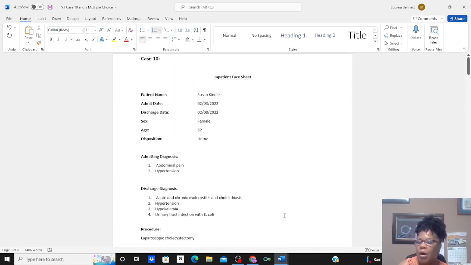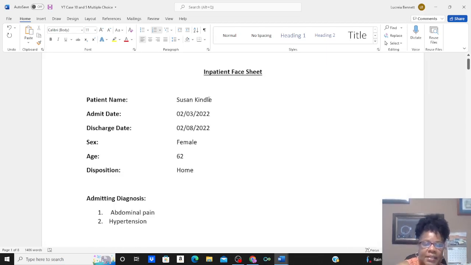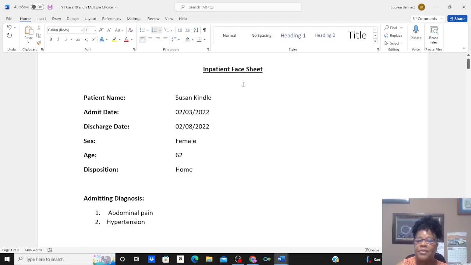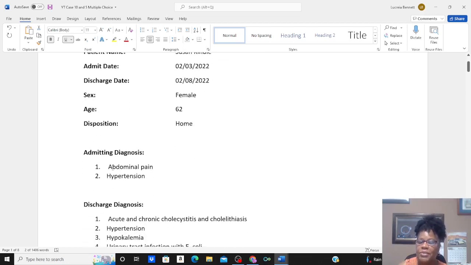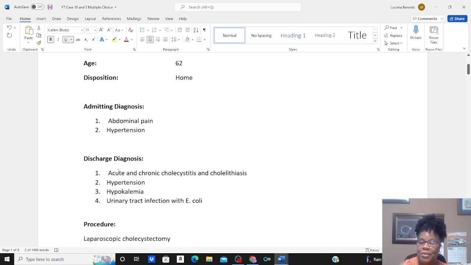This case, long case. Here's the inpatient face sheet. Susan Kendall. Let me enlarge this so that you guys can see this. This is just the face sheet. Her name is Susan Kendall. Admitted 2-3, discharged 2-8. Female, 62 years old. She went home upon discharge. Her admitting diagnosis is abdominal pain and hypertension, but her discharge diagnosis is acute and chronic cholecystitis and cholelithiasis.